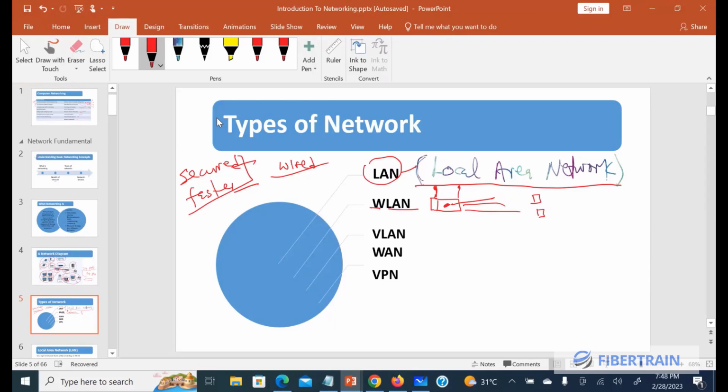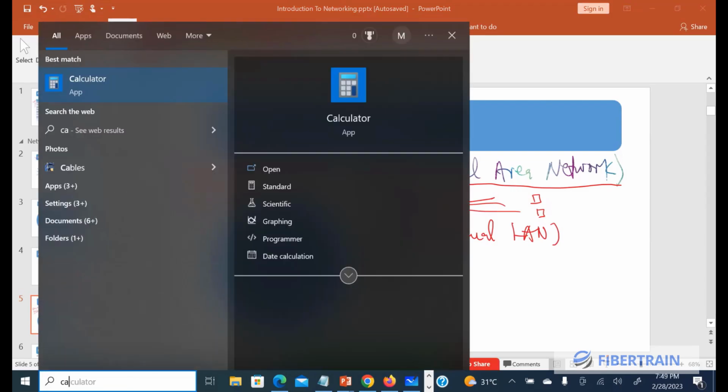So apart from LAN and WLAN, we have VLAN here, and VLAN stands for Virtual Local Area Network, or virtual LAN. So what exactly is a VLAN? It's a virtual network. Simply put, if I want to put security within my LAN, what I can use to do that is called VLAN. So in my LAN, I'll have all the systems on the network connected to a switch.